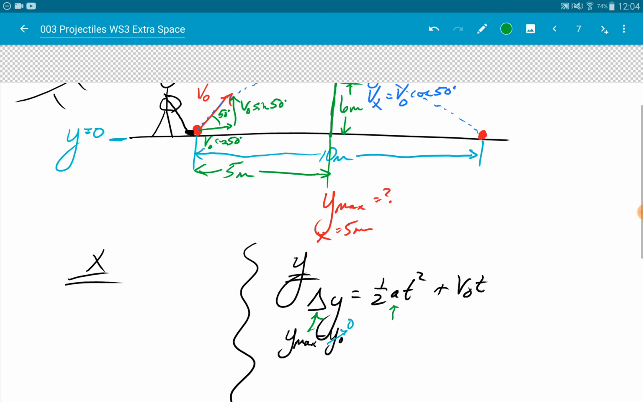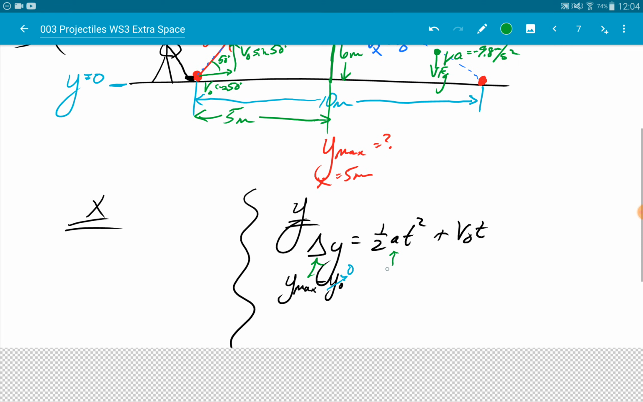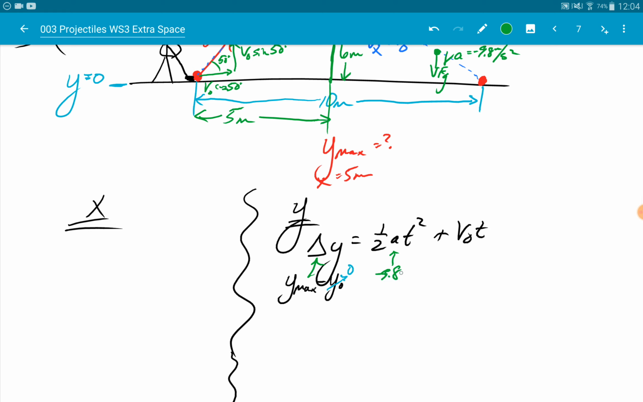I know the acceleration, don't I? Because anywhere along this flight here, gravity's pulling that thing down, and so therefore it's accelerating downwards with negative 9.8 meters per second squared. So that's negative 9.8, right? Do I know the time? I don't know the time.